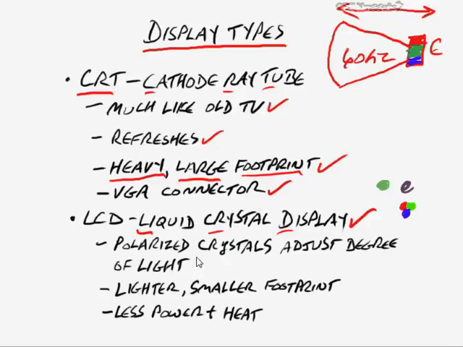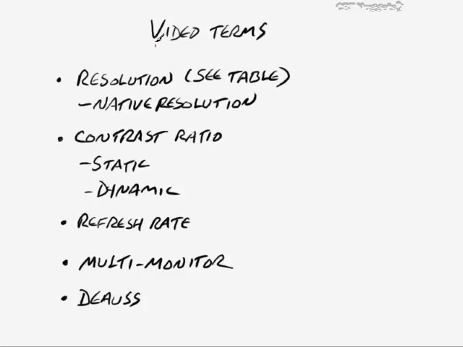So anyway, it's those polarized crystals that create that combination of light. And then we'll also get, with an LCD monitor, a much lighter and smaller footprint. Just like your LCD televisions are flat screens, so are these LCD display types for our computer monitors. And they're also going to generate or require less power, and they'll generate less heat as well, so you have those advantages.